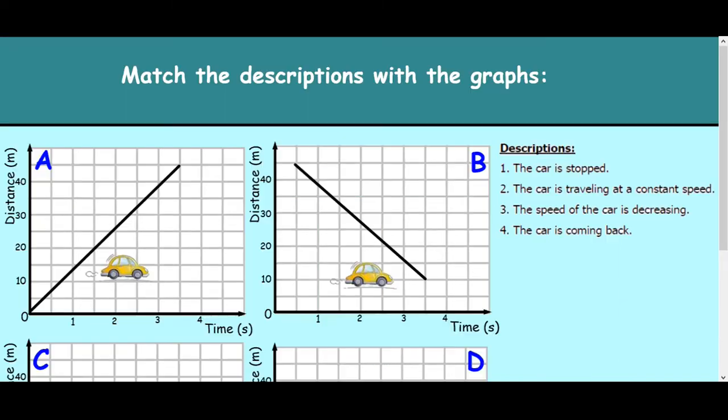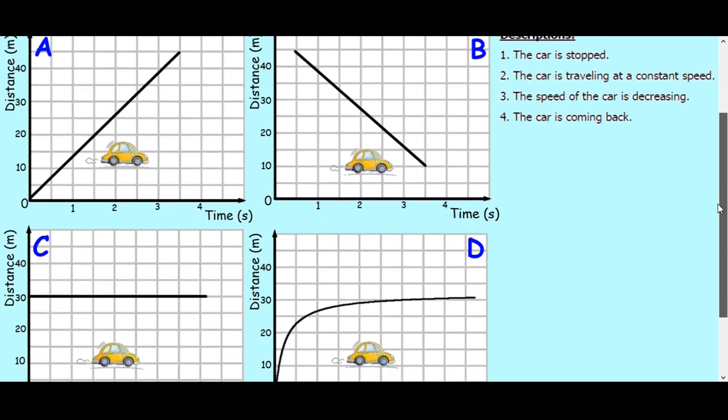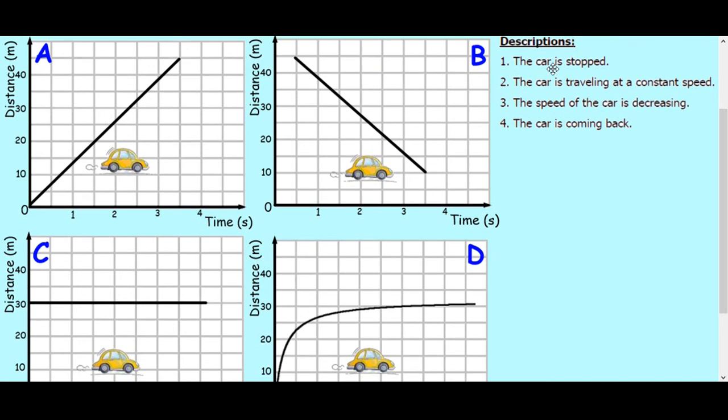Okay, next question. Match descriptions with the graphs. We've got 4 different graphs here and 4 different descriptions. 1, the car is stopped. 2, the car is travelling at constant speed. 3, the speed of the car is decreasing. Or 4, the car is coming back. Right, the car is stopped. That should be easy to recognise. That looks like this one, doesn't it? The car is stopped. It's not going anywhere.